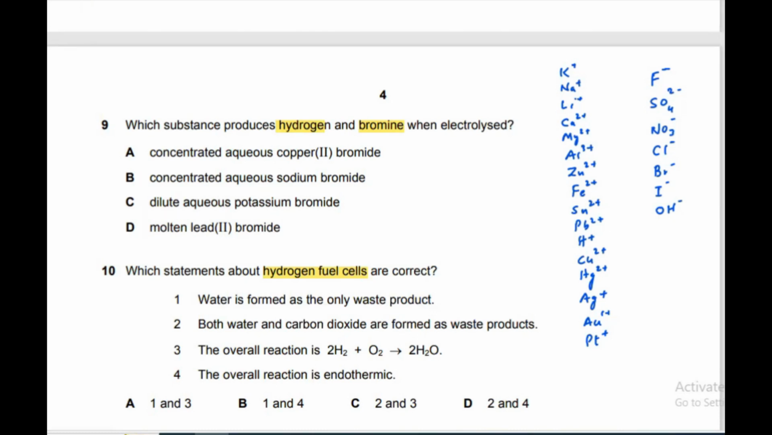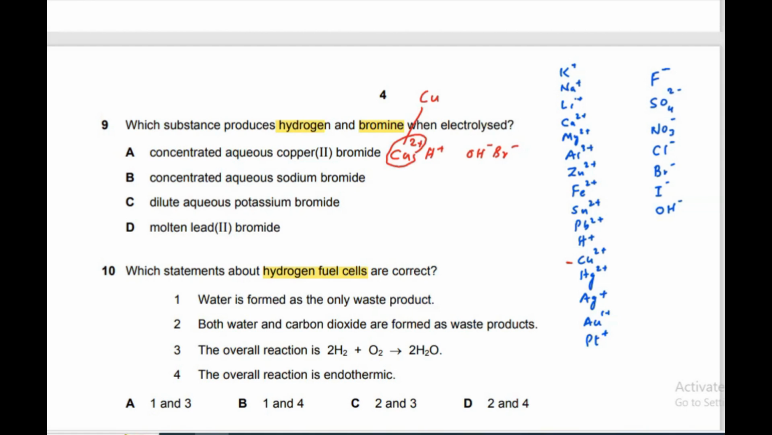The A option is concentrated aqueous copper(II) sulfate. So if you have a concentrated aqueous copper(II) sulfate, you know that there are two types of ions: H+ from water and Cu2+ ions are there. Then OH- and Br- ions are there. So if we use the concentrated aqueous copper(II) bromide, now the copper is below H+ in the reactivity series. This is the position of copper. So Cu2+ ions are reduced. So we will get copper metal and the next, concentrated aqueous copper(II) bromide.